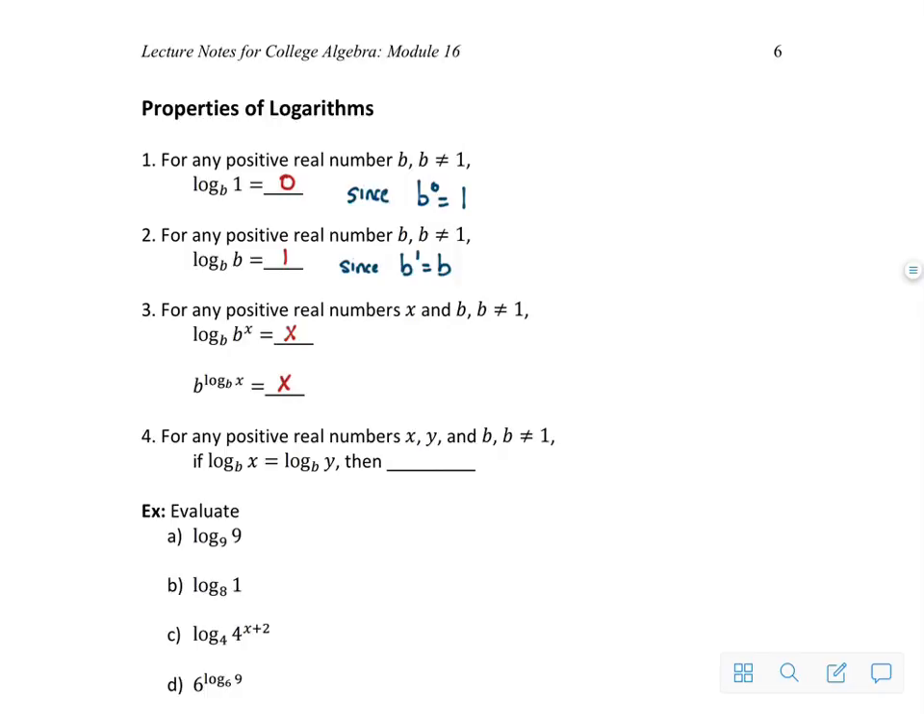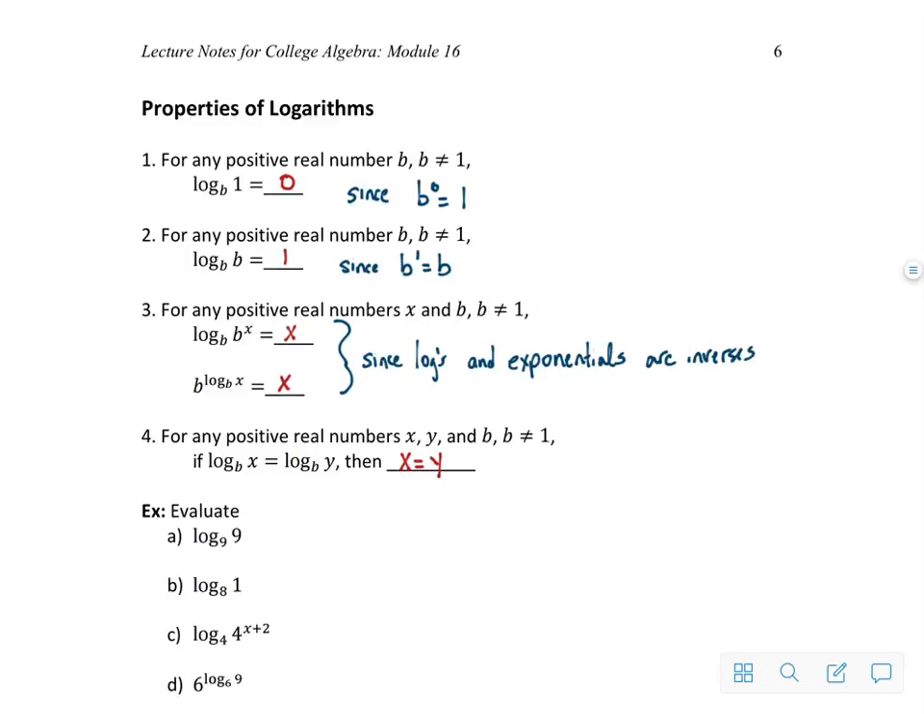But the real reason is because we defined logarithms to be the inverse of the exponential function. And whenever they're inverses, they essentially cancel each other out. Since logs and exponentials are inverses of each other, then we see that they end up canceling each other out.